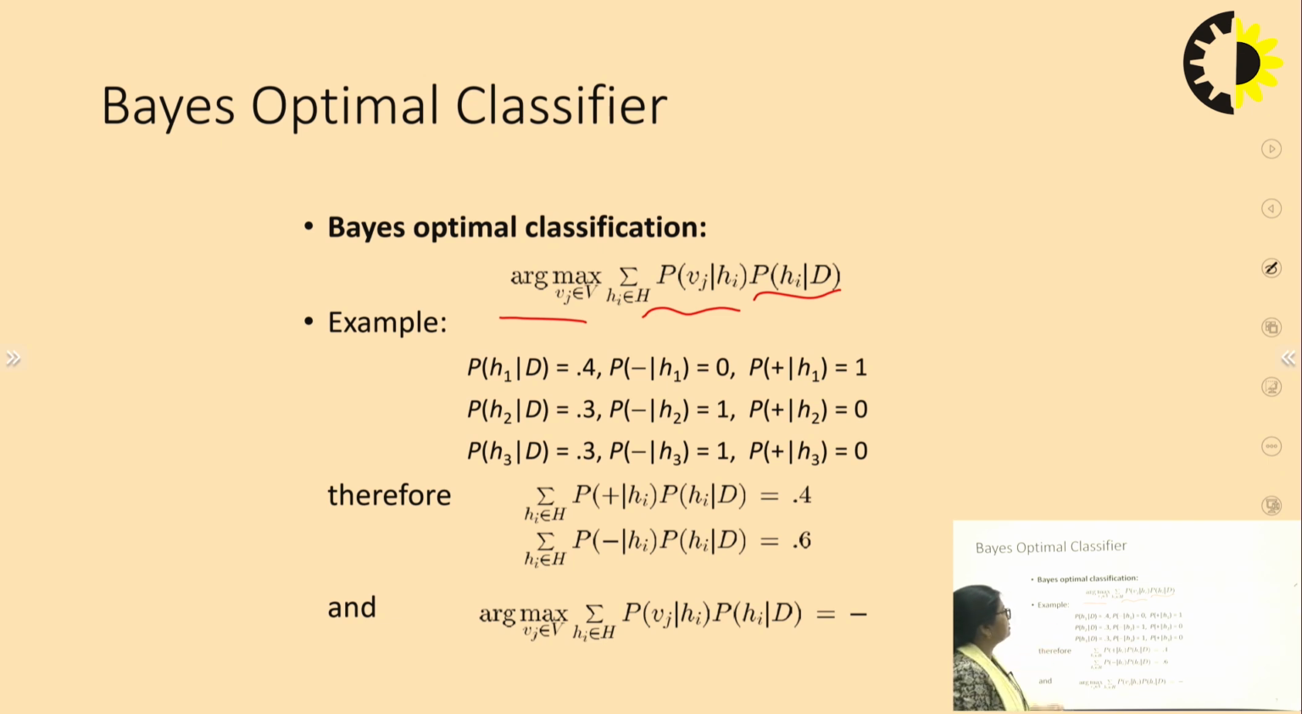Now let us take an example. What is the probability of H1 when D is there? We have taken 0.4. H2 given D, 0.3. The probability of hypothesis H3 when D is the observation is 0.3. What is the prediction here? H1 has probability 0.4, and it says that the probability that it belongs to the positive class is 1, because it is saying that it belongs to the positive class. Let us go back.